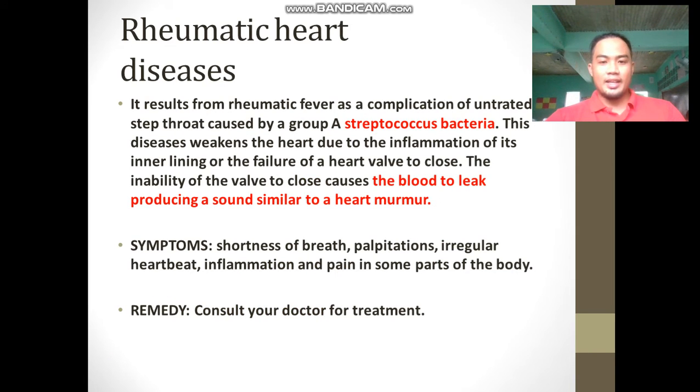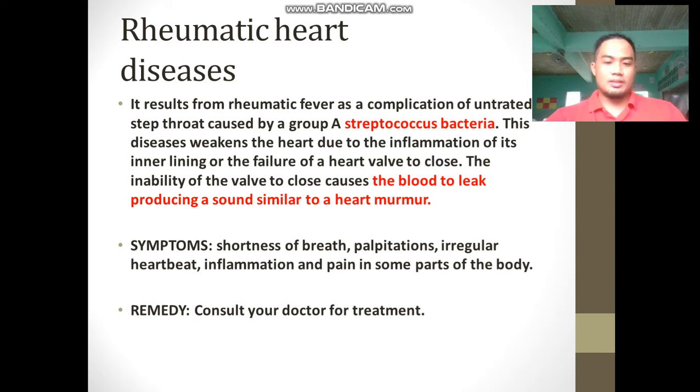Next, rheumatic heart disease, which is caused by a group A streptococcus bacteria. So, this weakens the heart due to the inflammation of the inner lining of the heart. So, may valve sa heart, and the inability of the valve to close causes the blood to leak, producing a sound similar to heart murmur.